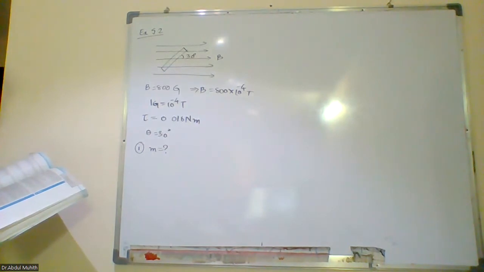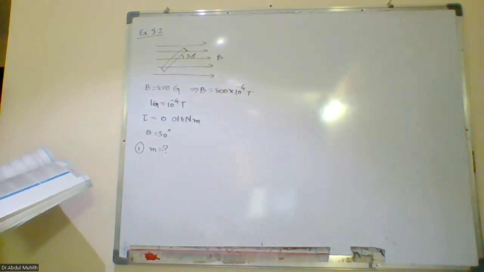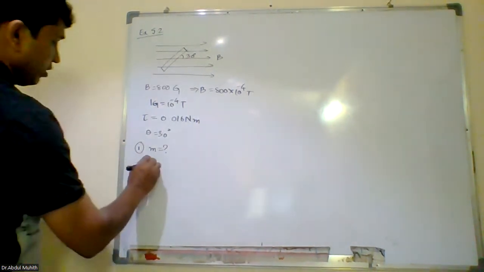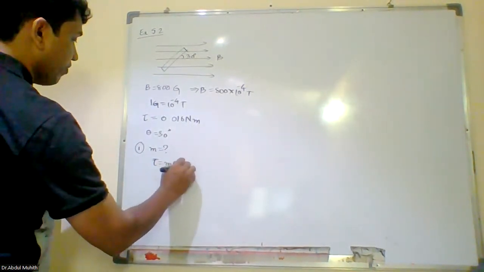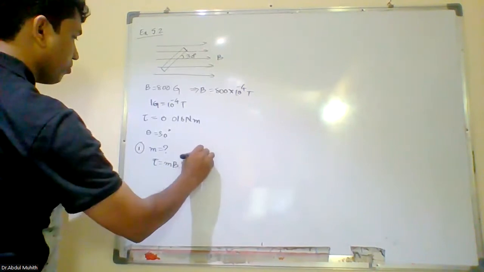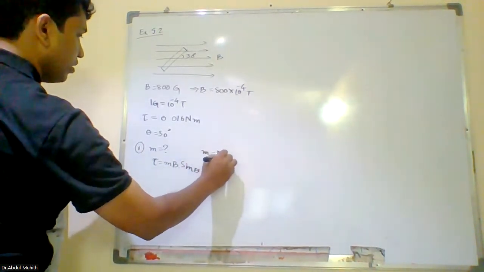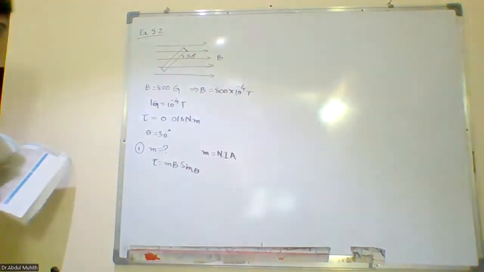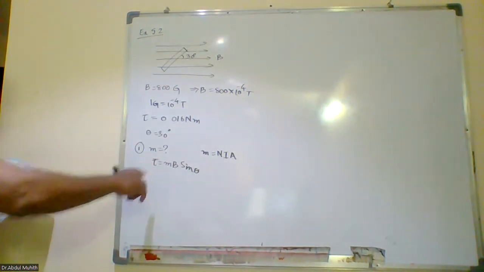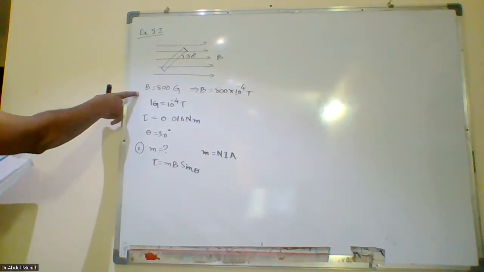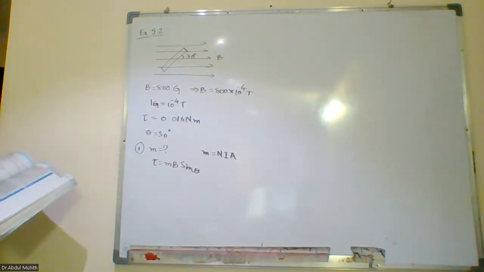What is the formula for M? We'll use the formula tau is equal to mv, based on the given values. We have two formulas. M is equal to NIA. Is that clear? Yes. Magnetic moment M is equal to NIA. Now we have the second formula. Because I have B and I have tau, I have to use that formula to find out M.